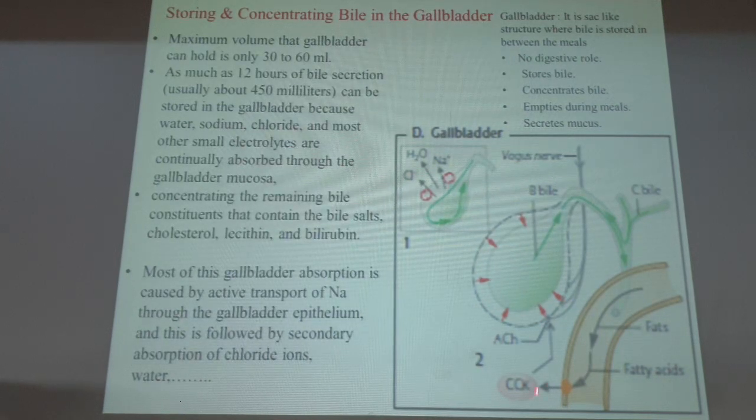You see here cholecystokinin, which is secreted from the intestinal cell. It will stimulate gallbladder contraction.